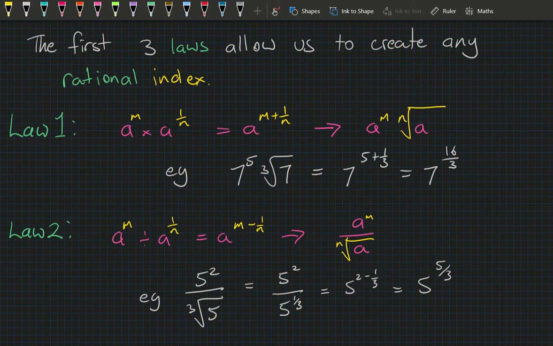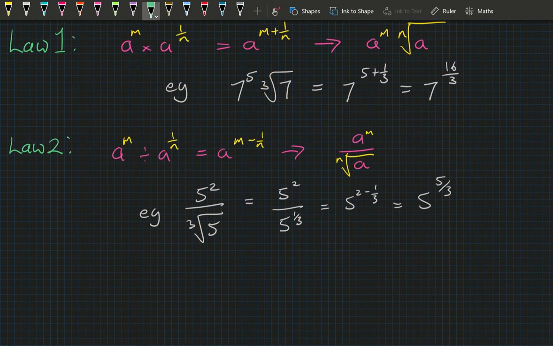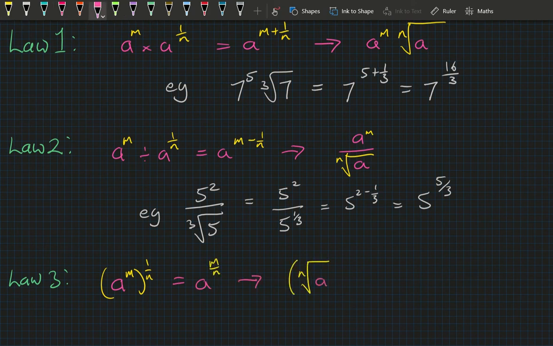And I'm just going to write out the next few laws without explaining them too much. So law 3 would mean if we had a to the m raised to the power of 1 divided by n, well, that equals a to the m on n, which is also the same as saying the nth root of a raised to the power of n, or the nth root of a to the m. Okay, so that's another way you could create some rational numbers.